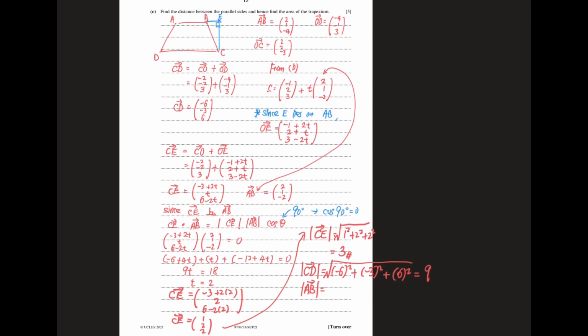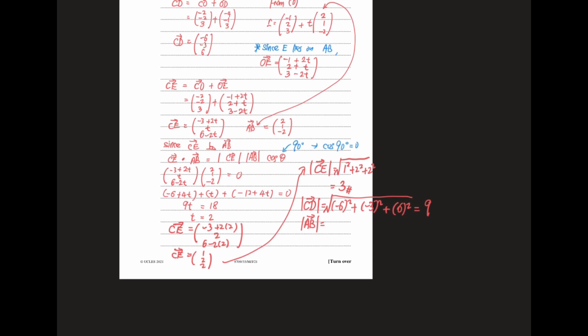Then after that, I find out the magnitude of AB, which is the length of AB. Since the vector is already found, which is here, 2, 1, minus 2, I just need to square and add them up first. 2 squared, 1 squared, minus 2 squared, square root. So 4, 1, 4, 9, 3. Okay, this is 3.